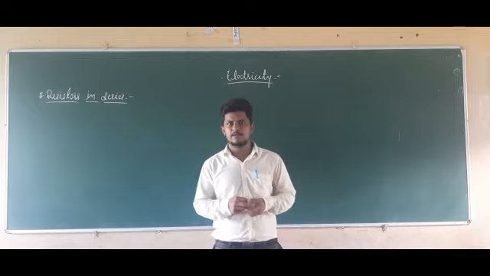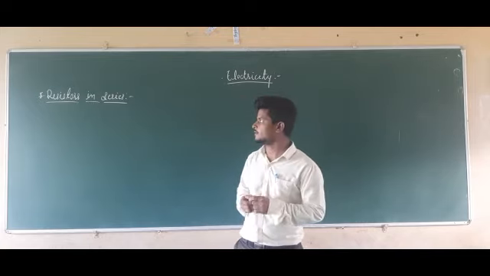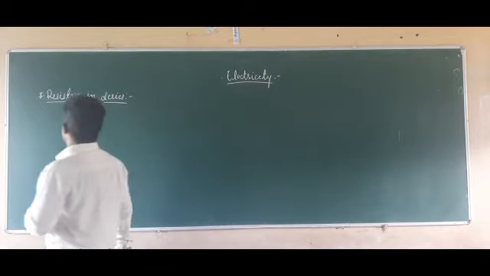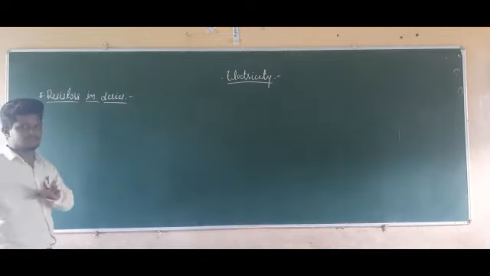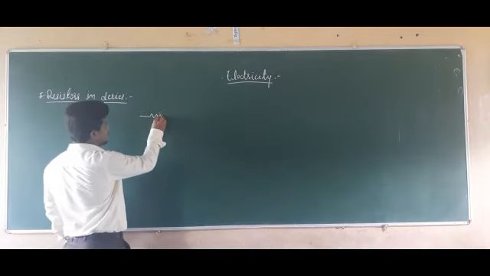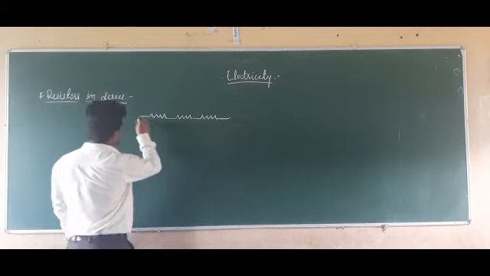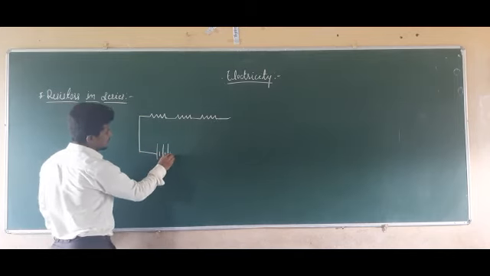In the last class, we were discussing the electricity topic. In that topic, we were discussing resistors in series. So, if you want to draw the circuit diagram of resistors connected in series, here we are going to take three resistors. Let this be the first resistor, this the second resistor, and this the third resistor, which is connected to a source, that is nothing but a battery.